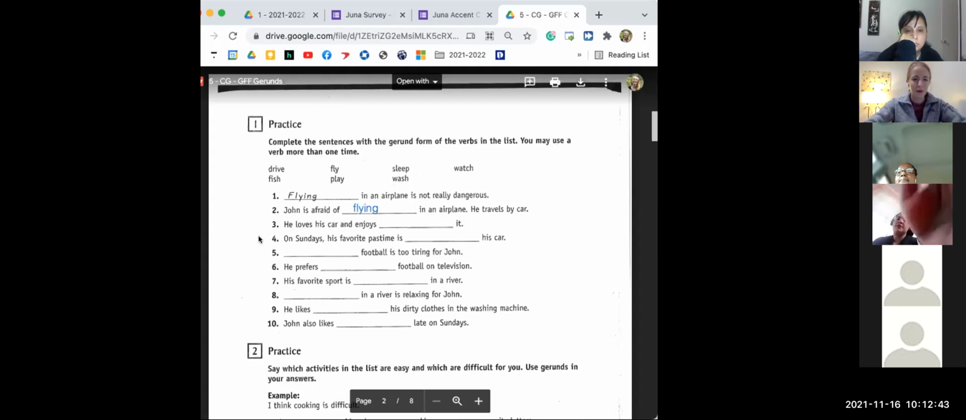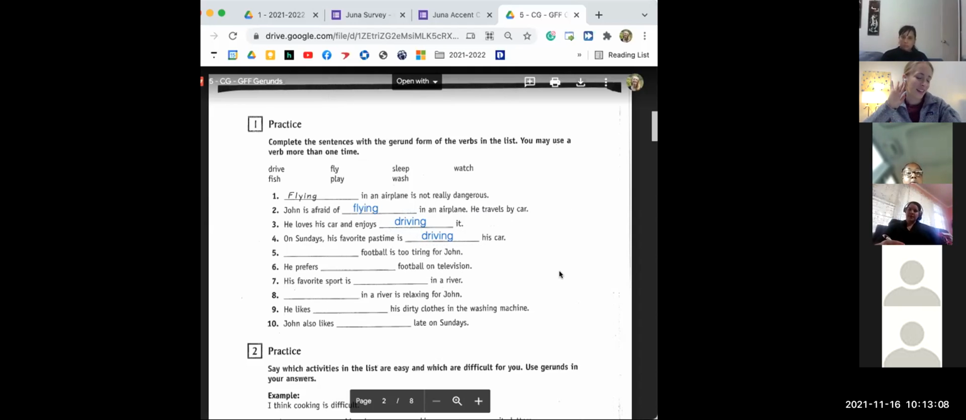All right, let's look at a few more examples. Number 3, he loves his car and enjoys driving it. Very good. On Sundays, his favorite pastime is washing his car. Well, yeah, you could say washing his car. Sure.